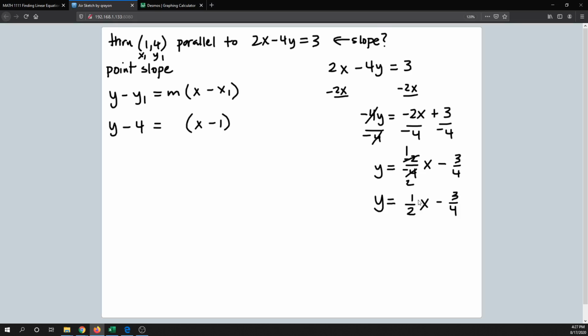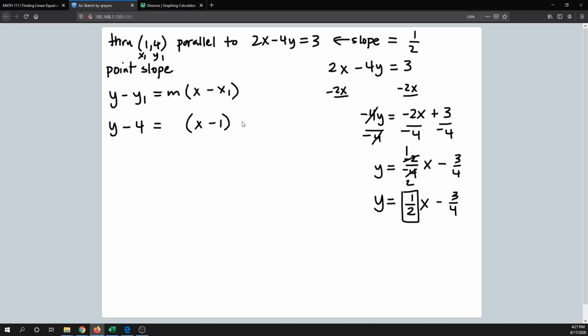Okay. So now I can easily read off what the slope is. The slope of this line is +1/2. All right, so now it's no longer a question up here. I know that the slope of the line 2x minus 4y equals 3 is +1/2.